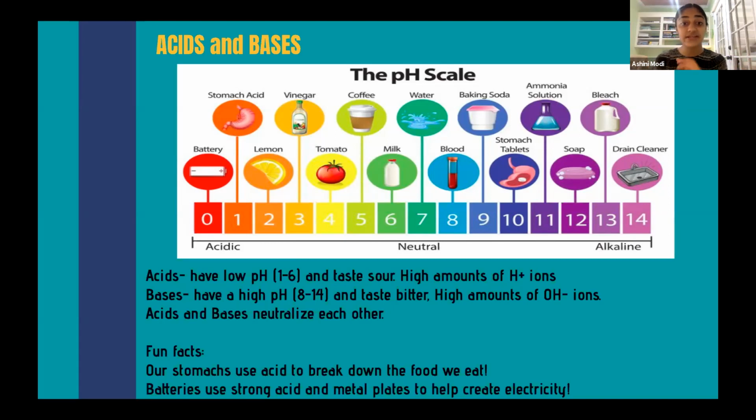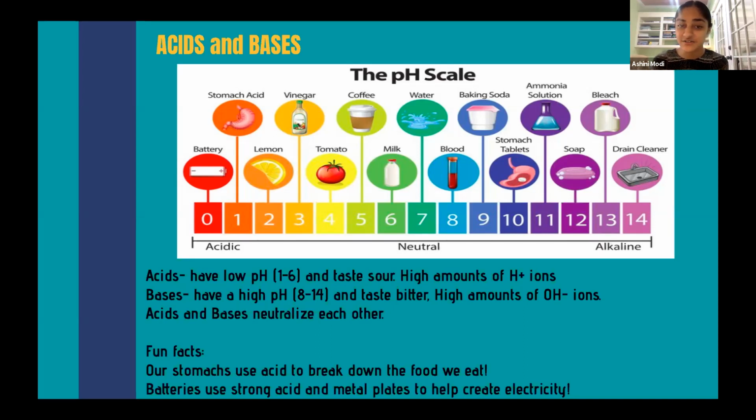So acids have a really low pH of around 1 to 6, and they taste really sour. So you think of lemons, that's acidic because it tastes sour. Bases have a really high pH, and pH is the concentration of hydrogen in that. So they have a pH of around 8 to 14, and they taste really bitter. So I hope no one's tasted soap, but it would taste really bitter if you've tasted that.